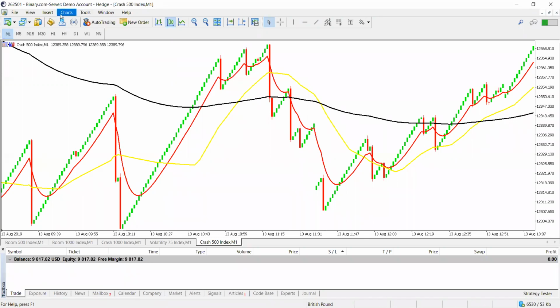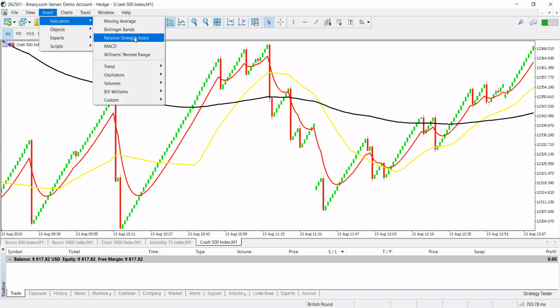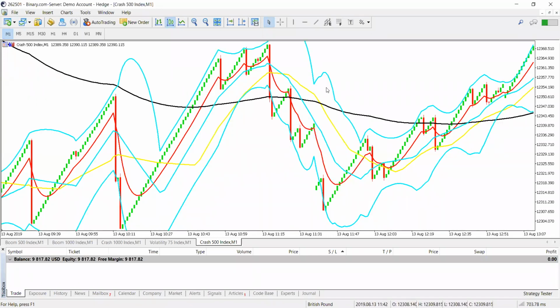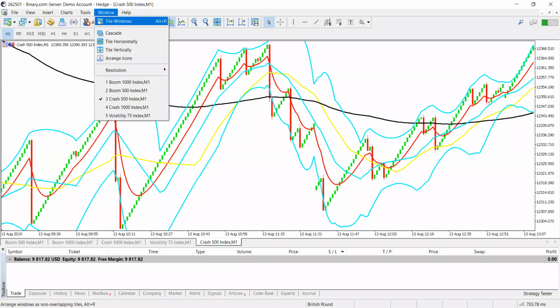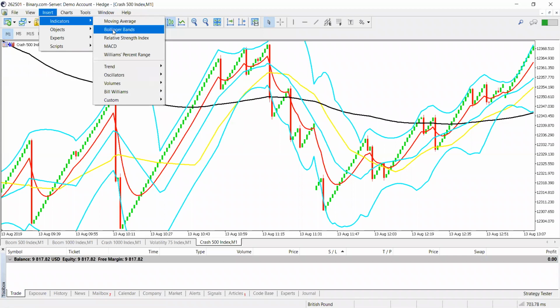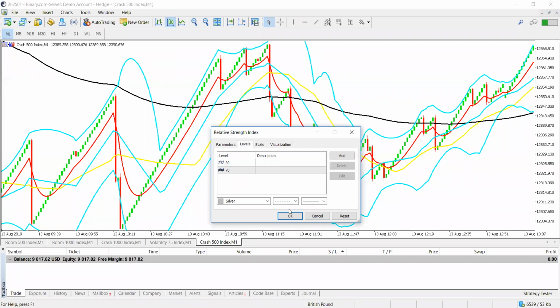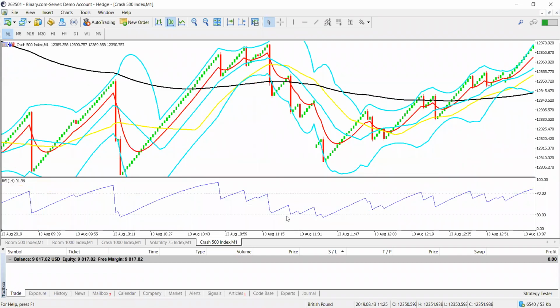And then our indicator that we add next is the Bollinger Band. I like that color, I don't know about you. And then now let's add another indicator, which is the RSI 14. Our parameters, let's make it 70 and 30. Press OK. All right, now we've got all our indicators on the charts.